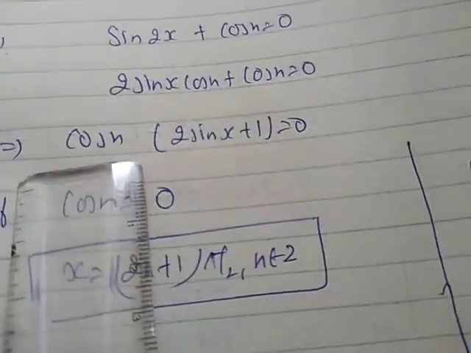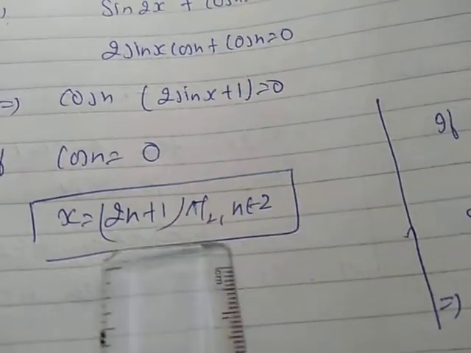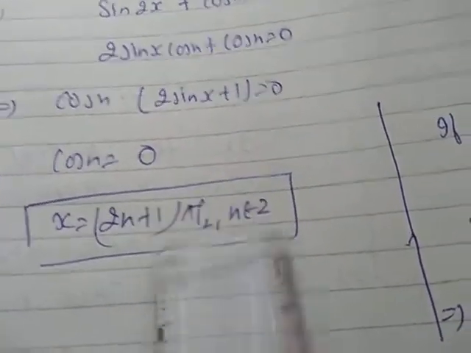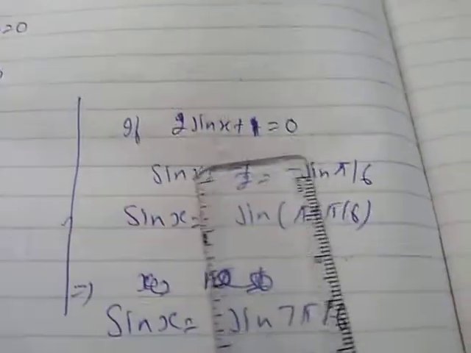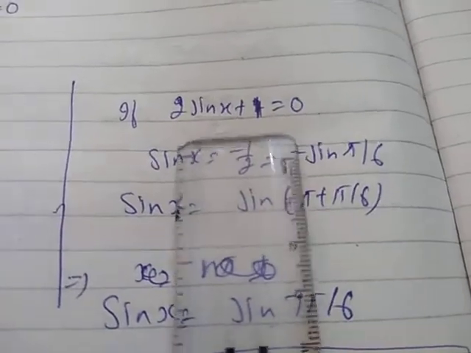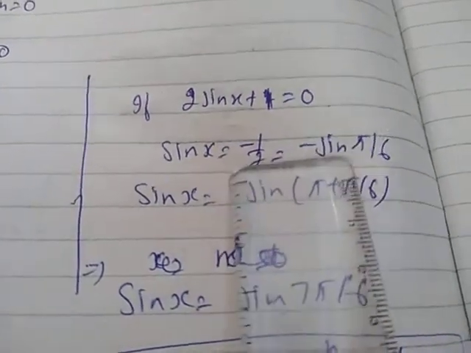Two factors. So if cos x is equals to 0, then x is equals to 2n plus 1 into pi by 2 where n belongs to integer. This is the first solution. And for the second one, the second factor 2 sin x plus 1 is equals to 0. That means sin x is equals to minus 1 by 2, which is minus sin pi by 6.